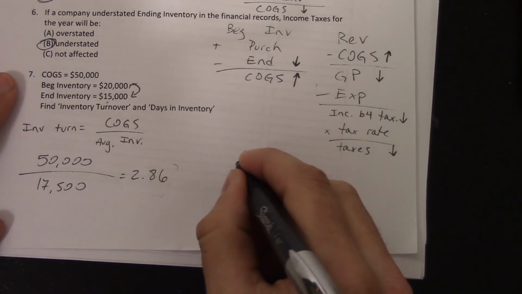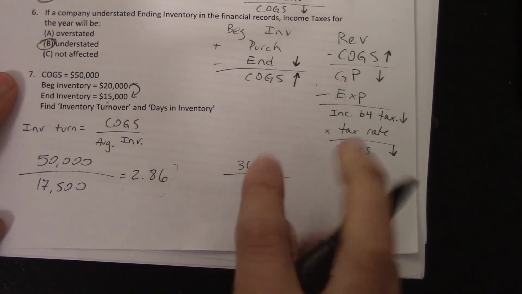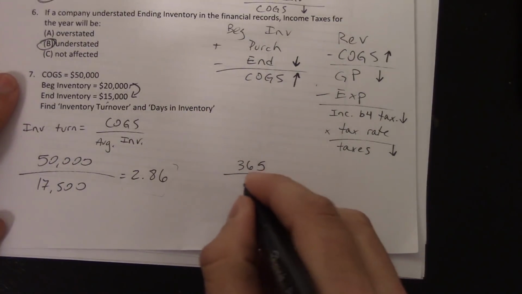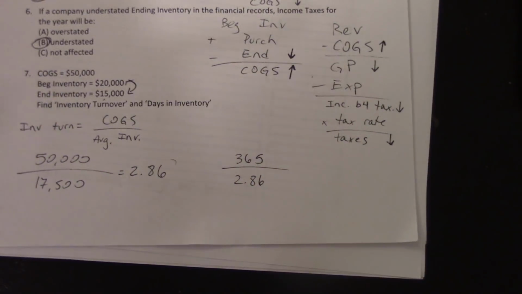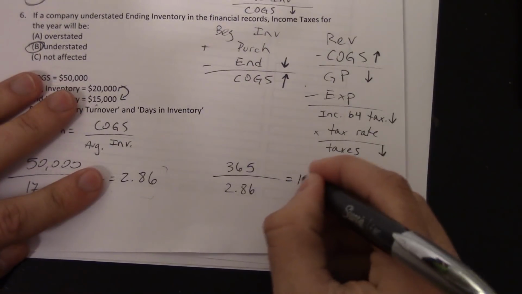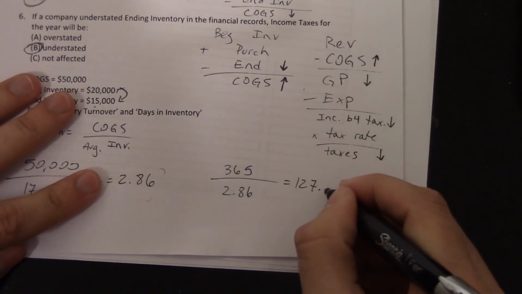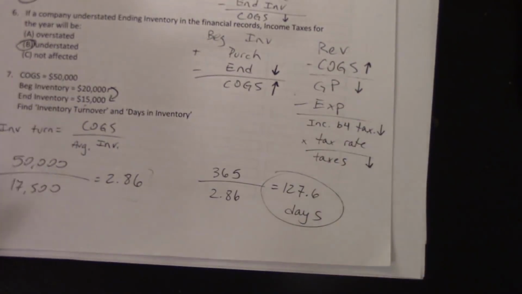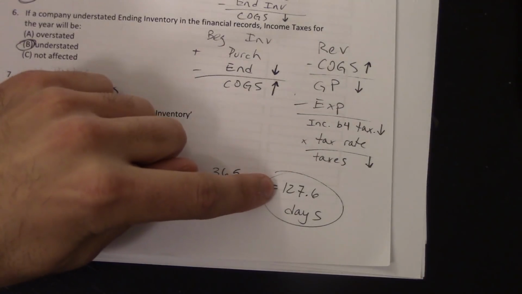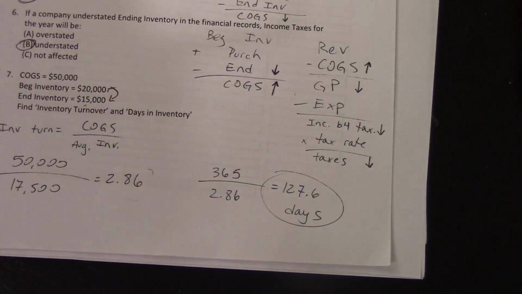Now, days in inventory, we just simply take 365, the number of days in a year, divided by inventory turnover, which is 2.86. And we get 127.6 days, about. So that means inventory is sitting in our warehouse for 127 days on average.